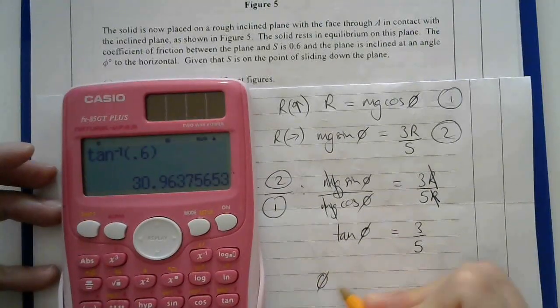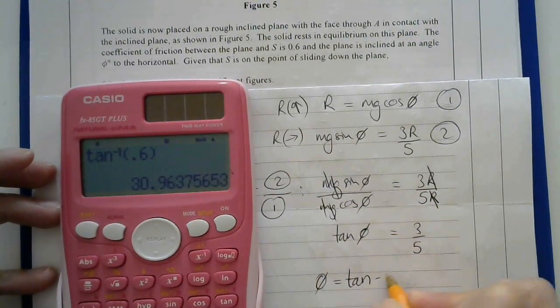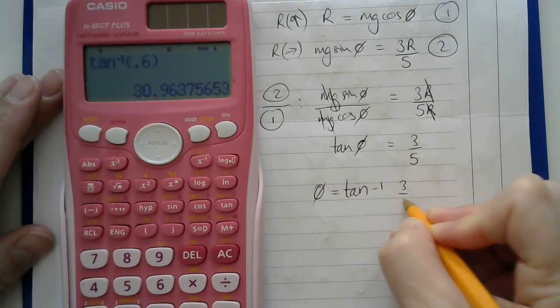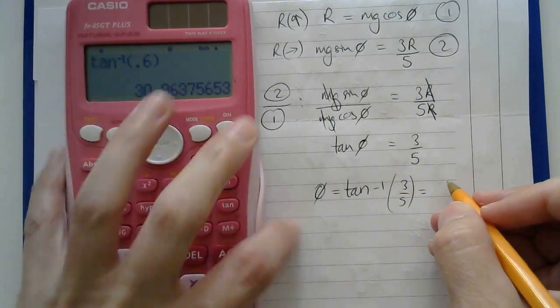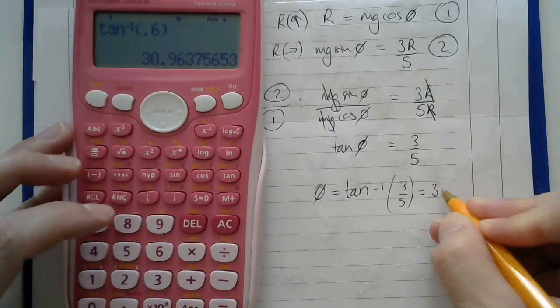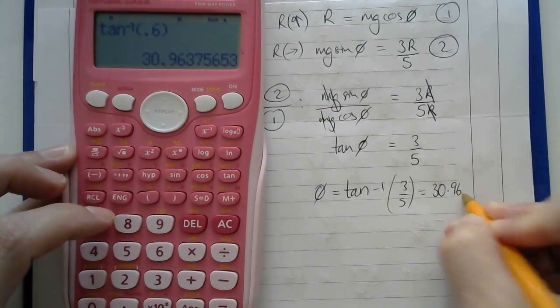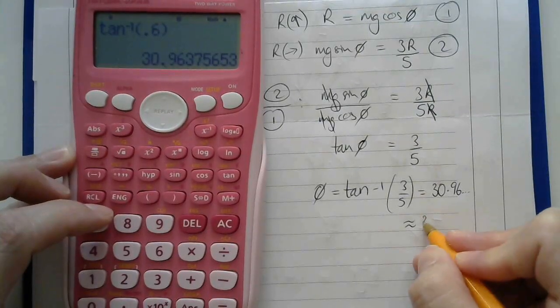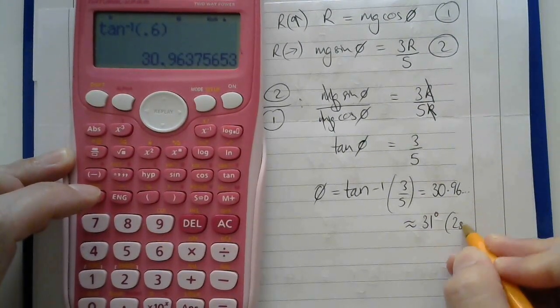So I'll just write down what I typed into the calculator. And it says show that it comes to this to 2 significant figures, so I need to show more than that, 30.96..., which is equal to 31 degrees to 2 significant figures.